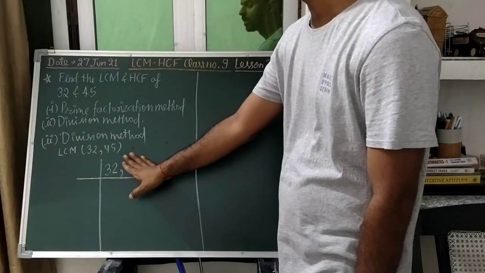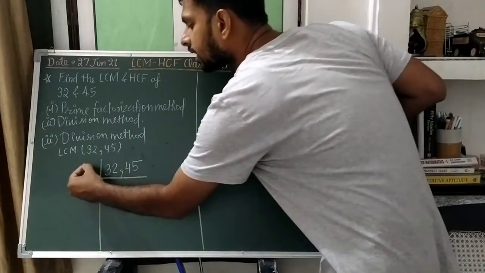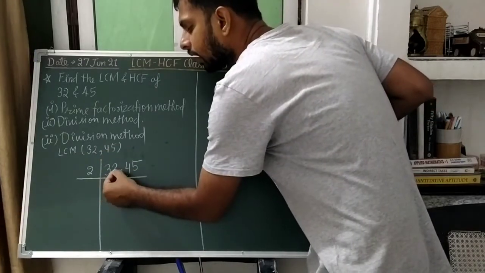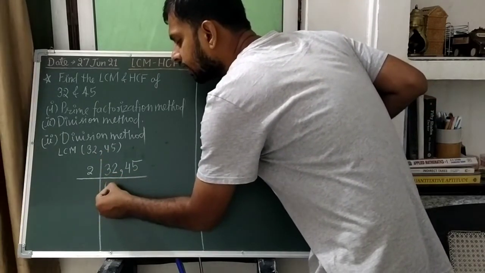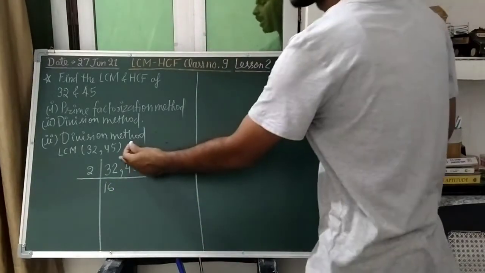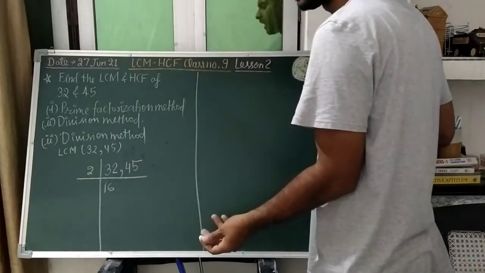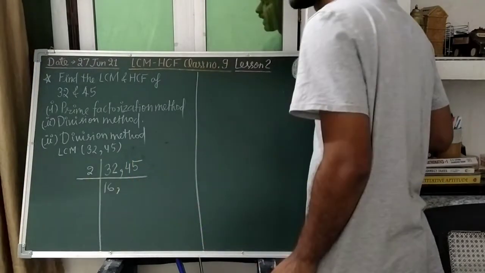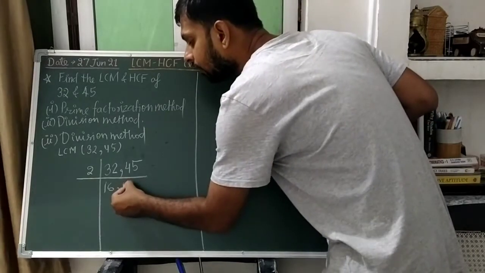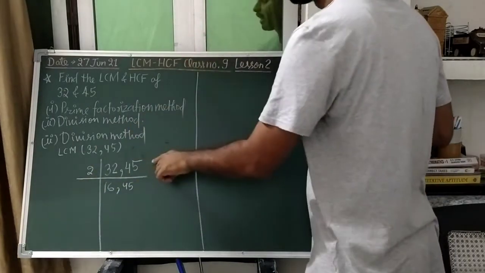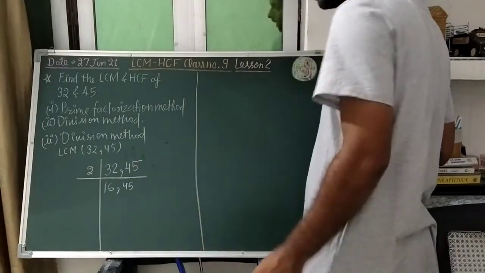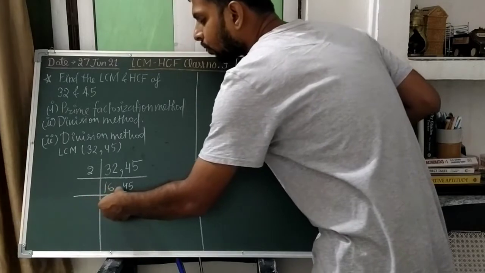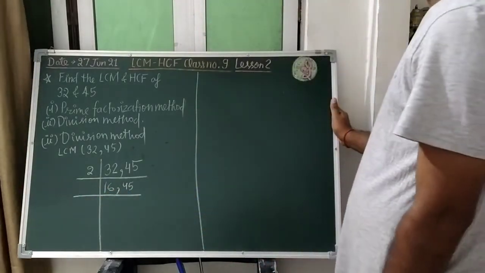So 2 is going to divide this 32. Yes, 2 will divide it, so we shall select 2 here. How many times will 2 divide 32? It will go 16 times. When you divide 32 by 2, you get 16 as quotient, and remainder is 0. Will 2 divide 45? No, 2 will not divide 45, so 45 will be written in the same way. So one horizontal line gets completed, and we move to the second horizontal line.